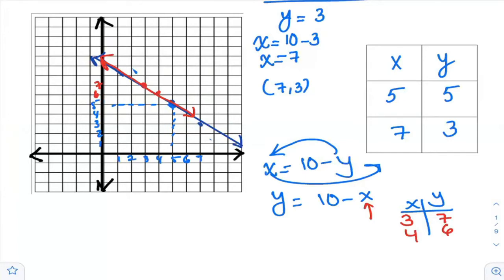If you want to solve for x, assume y values. If you want to solve for y, assume x values and solve for the other value.